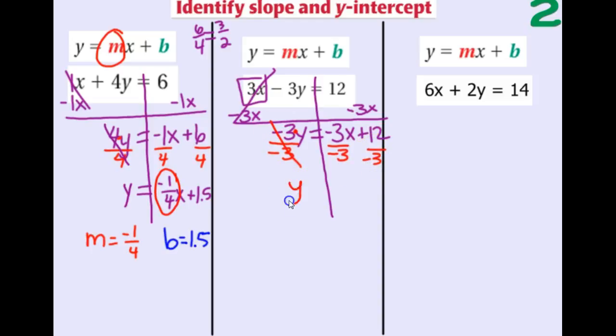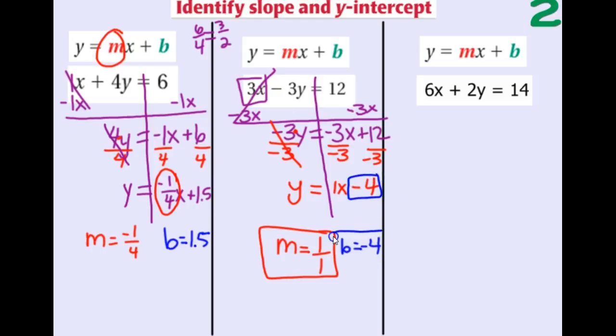So those eliminate. We have y equals, well, now two negatives make a positive when you multiply and divide, and 3 over 3 is just 1. And then 12 divided by negative 3 is going to give us a negative 4. So m, our slope, in front of the x is 1, or if you want to write it as a fraction, 1 over 1, because our slope, in order to draw a line, would be a fraction. And then b is not just 4, it's negative 4, because it's subtraction there.